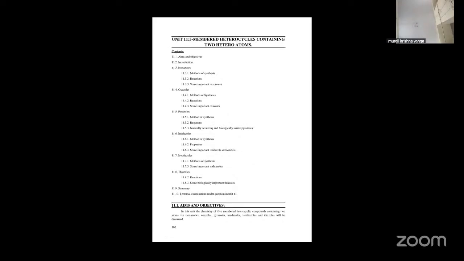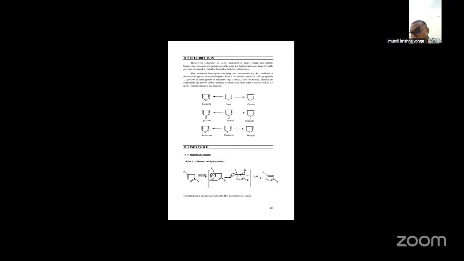First, we are going to discuss unit 11, five-member heterocycles containing two heteroatoms. Examples are isoxazole, oxazole, pyrazole, imidazole, isothiazole, and thiazole. The first one is isoxazole. Now the methods for synthesis of isoxazole.